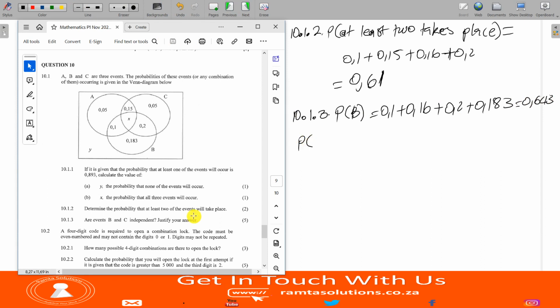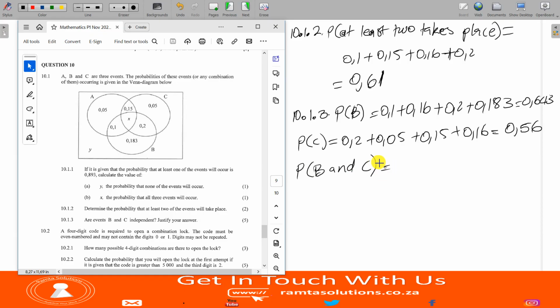Remember the question was asking, will B and C be independent? So let's look for the probability of event C. It is 0.2 plus 0.05 plus 0.15 plus x, which was 0.16. So 0.2 plus 0.05 plus 0.15 plus 0.16 is 0.56. Now let's look at the probability of B and C. Probability of B and C is this intersection here. It is x. What is the value of x? It is 0.16 plus 0.2, which is 0.36.